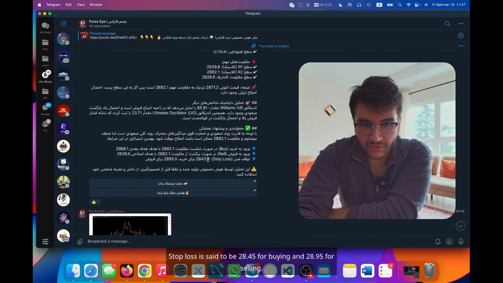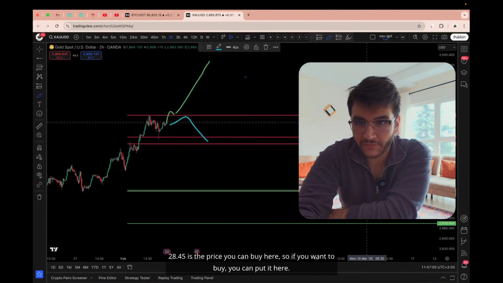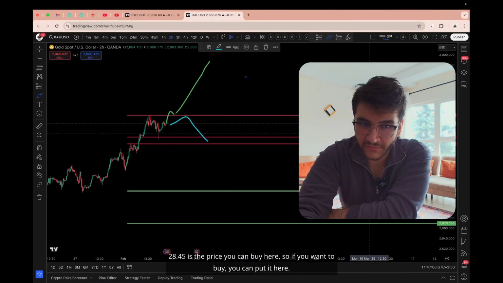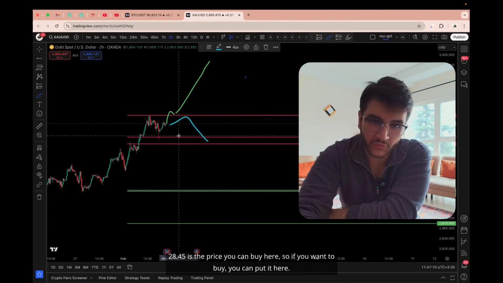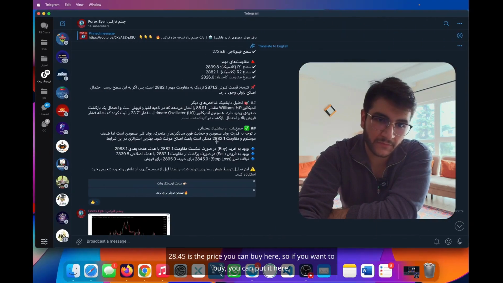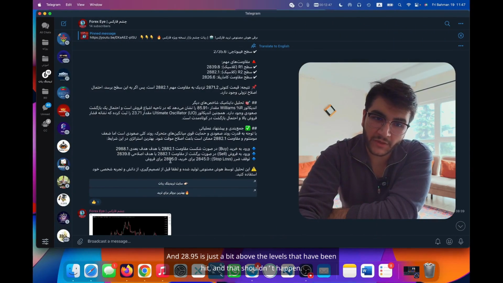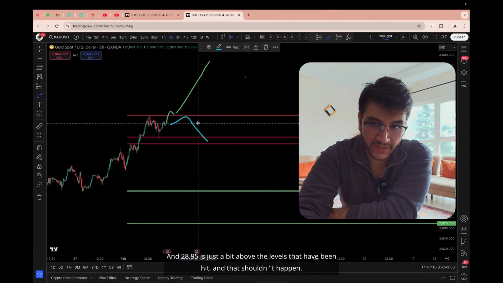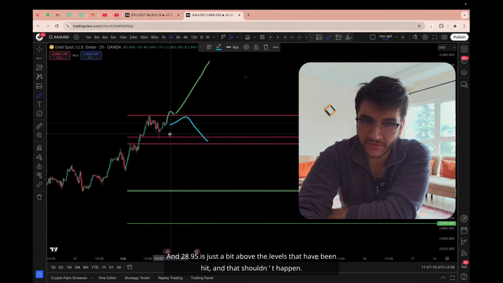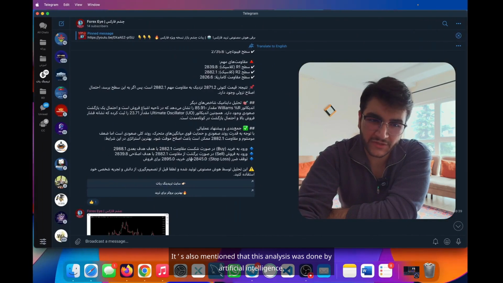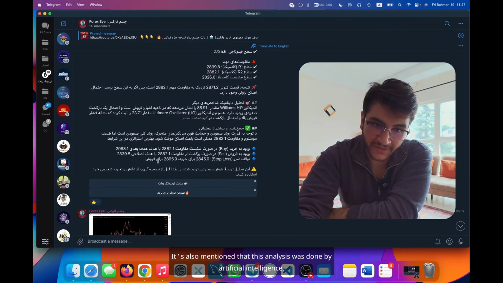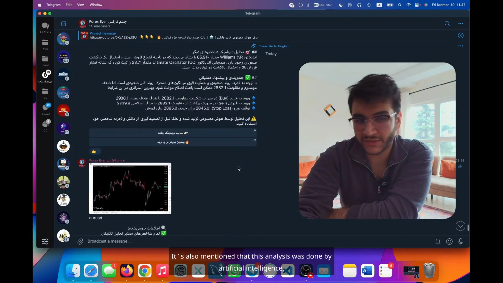Stop loss is said to be 28.45 for buying and 28.95 for selling. 28.45 is the price you can buy here. So if you want to buy, you can put it here. And 28.95 is just a bit above the levels that have been hit, and that shouldn't happen. 28.95 is for selling. It's also mentioned that this analysis was done by artificial intelligence.